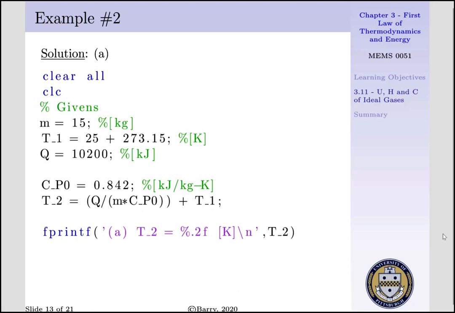And we can solve our temperature at state 2 by taking our heat supplied per our mass times our constant pressure specific heat, plus our initial temperature. In doing such, we find our temperature at state 2 to be 1105.75 Kelvin. Now keep note of this value. We are going to use it to initialize our temperature for part B.